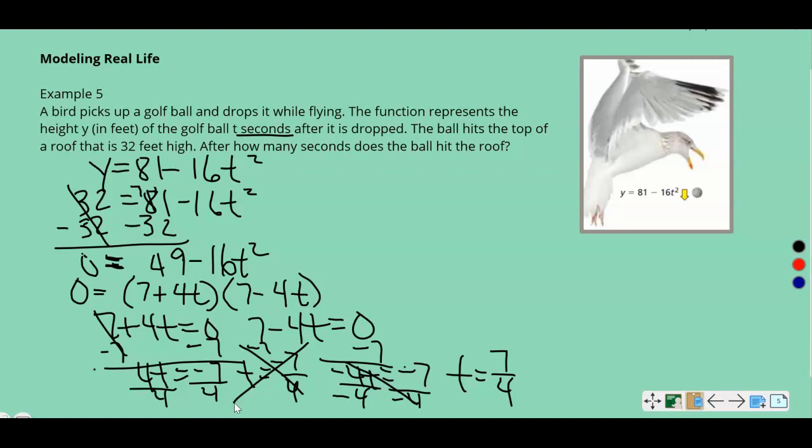So a lot of times when you're modeling real life, you have to think about what makes sense in the problem. All right, so since you can't have a negative time, use only the positive solution. So the golf ball hits the roof after 7/4 seconds, or after 1.75 seconds.